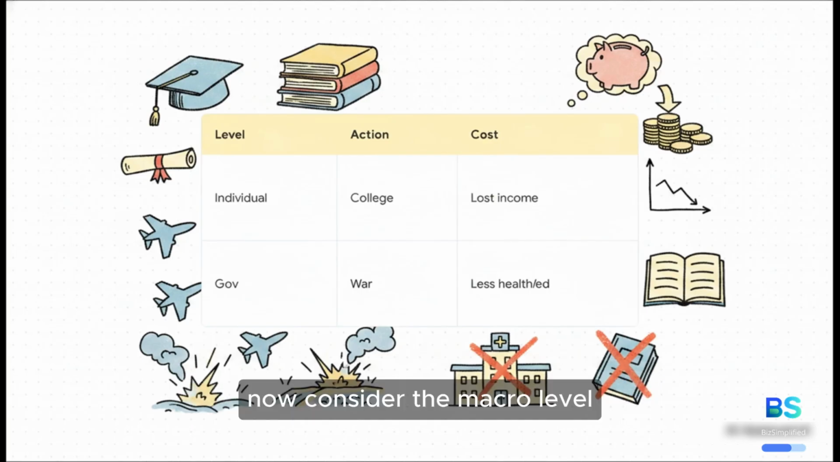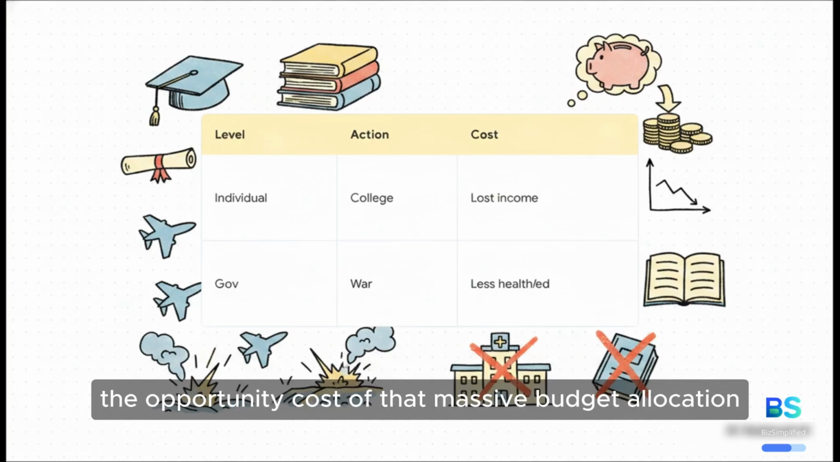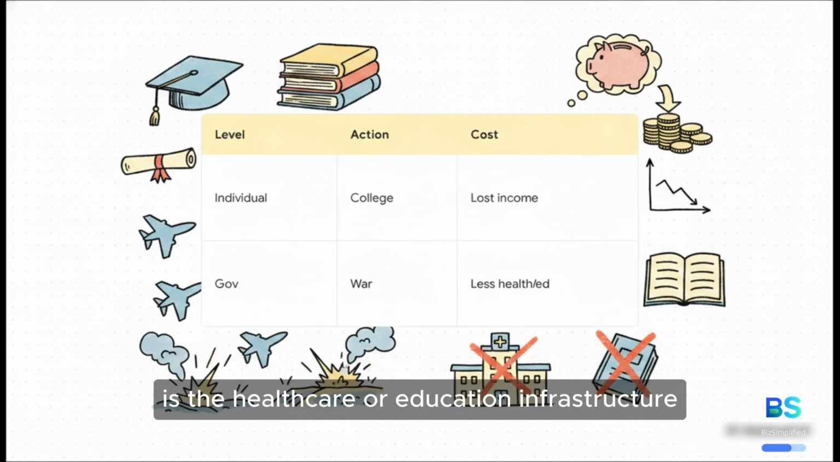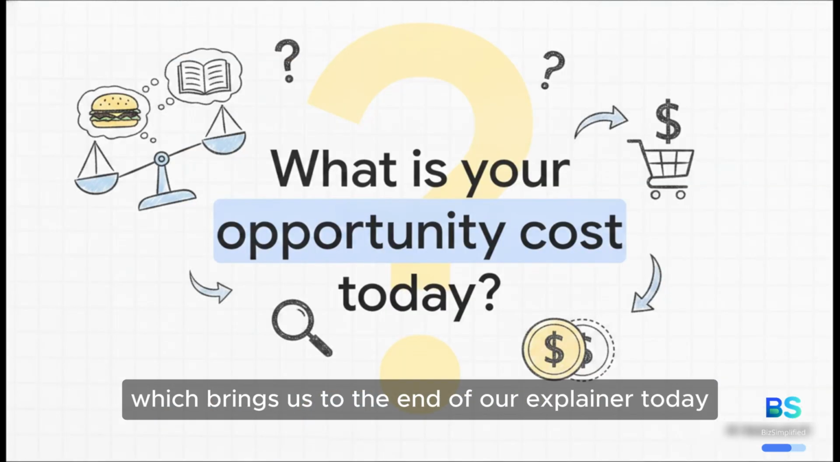Now consider the macro level. Say a government decides to fund a war on terrorism. The opportunity cost of that massive budget allocation is the healthcare or education infrastructure that they now can no longer afford to build. The mechanics of choice are exactly the same, whether you're a single college student or a global superpower. Which brings us to the end of our explainer today.